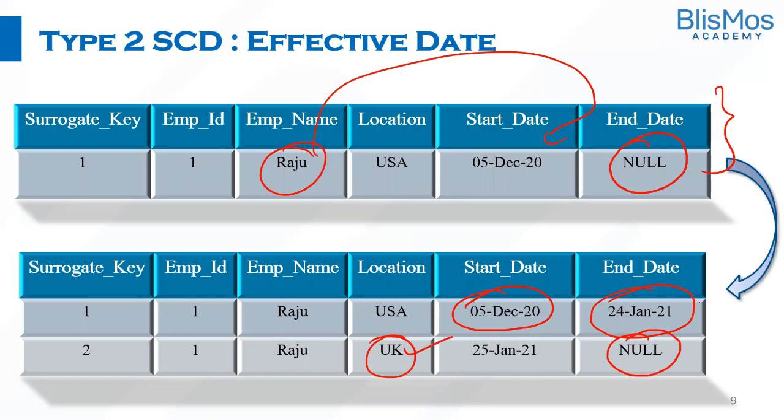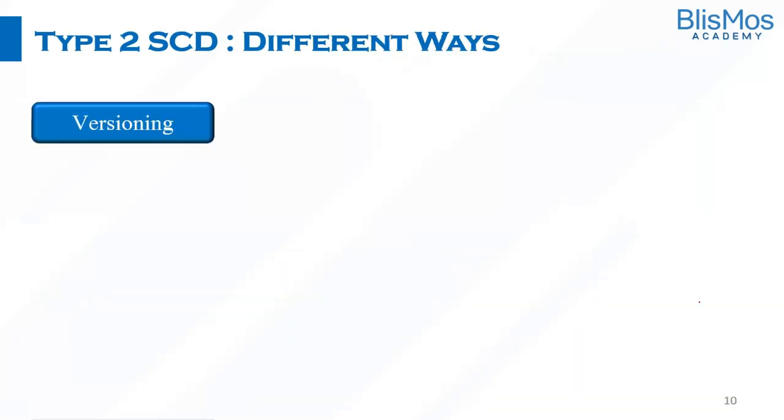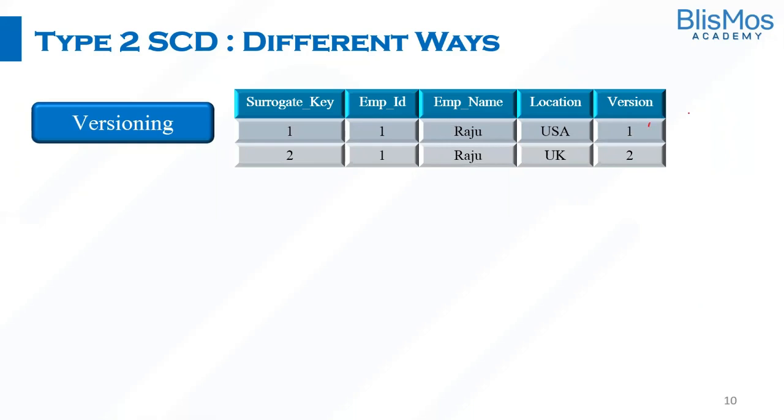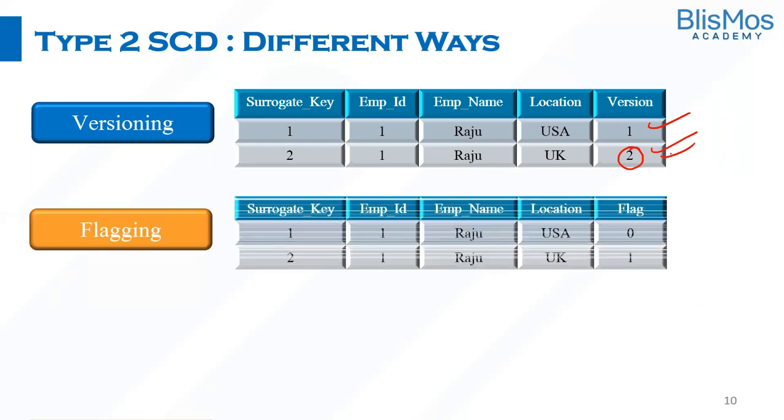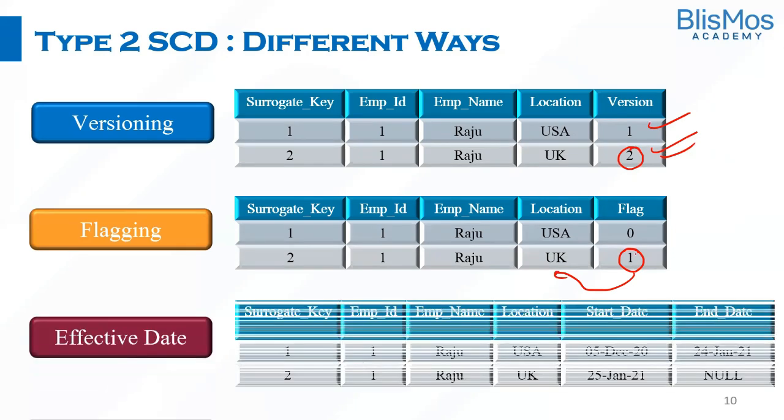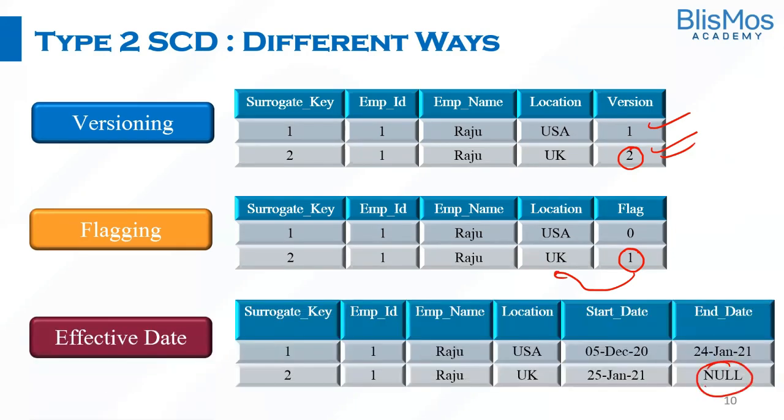Let us look at all the three different ways now. One is versioning by using the version 1 or 2. The latest is indicated by the highest number in the version. Then we have a flagging. In flagging, 1 is the current data. In the effective date, whichever has null is the current date.